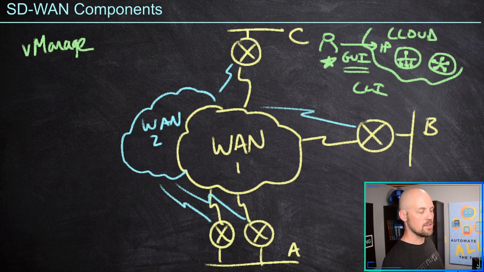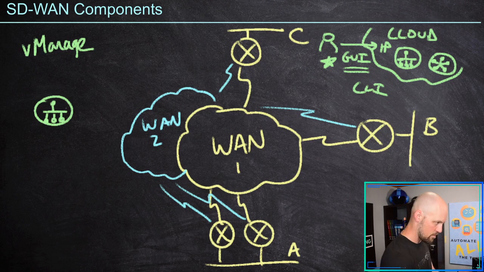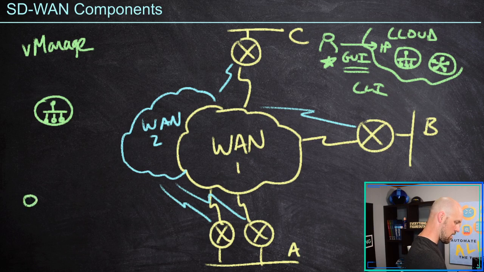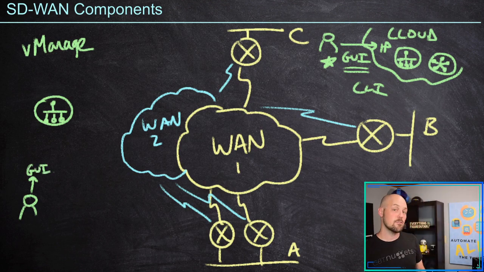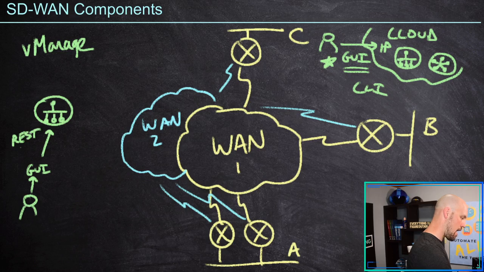Now, the reality, though, is that the way this architecture works is we have a virtual machine. I'll just draw it like this again. So here's our vManage. If I'm down here and I want to interface with vManage, I'm going to go through the graphical user interface. Well, what that graphical user interface is actually doing is it's running everything I do through the REST APIs.